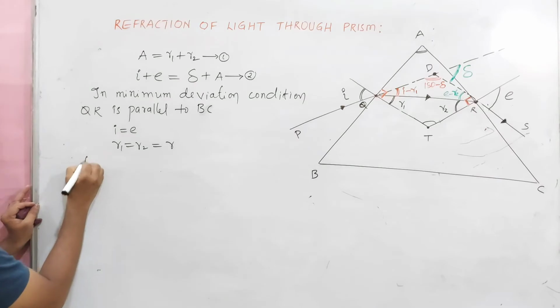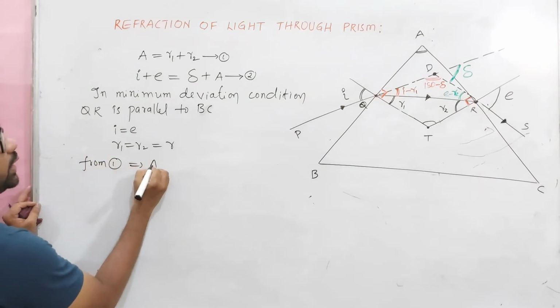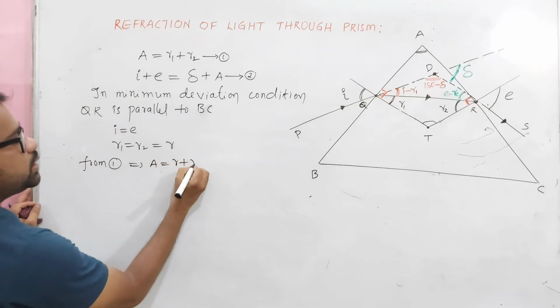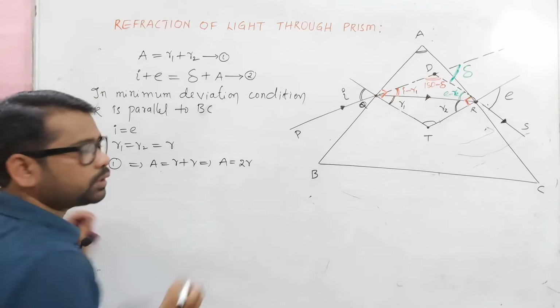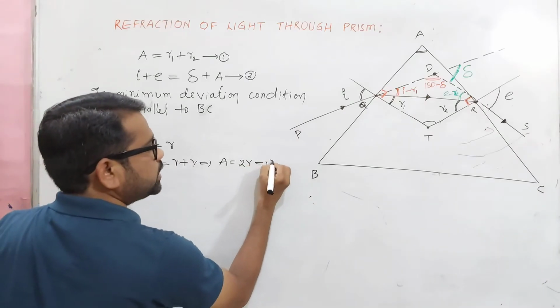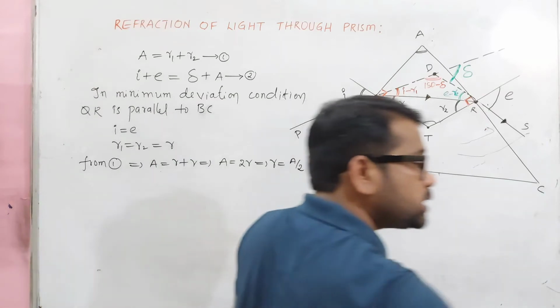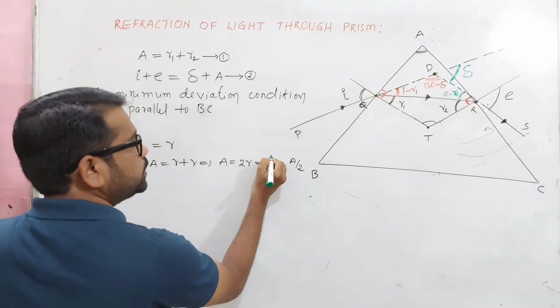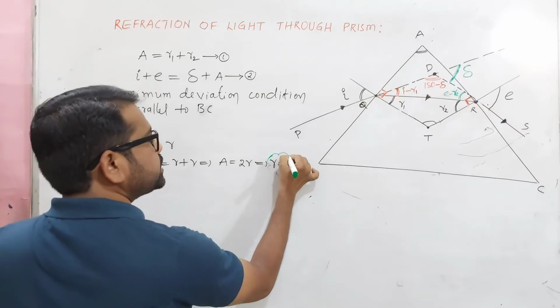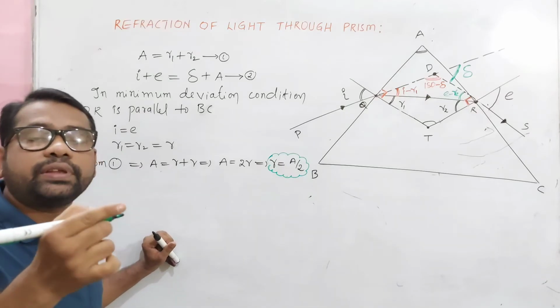Now from the first equation, dear children, what can we write here? A is equal to R plus R. That is, A is equal to 2R, which implies R is equal to A by 2. R is equal to A by 2. It is one more important conclusion. So in the minimum deviation condition, dear children, the angle of refraction is equal to half of the angle of the prism.